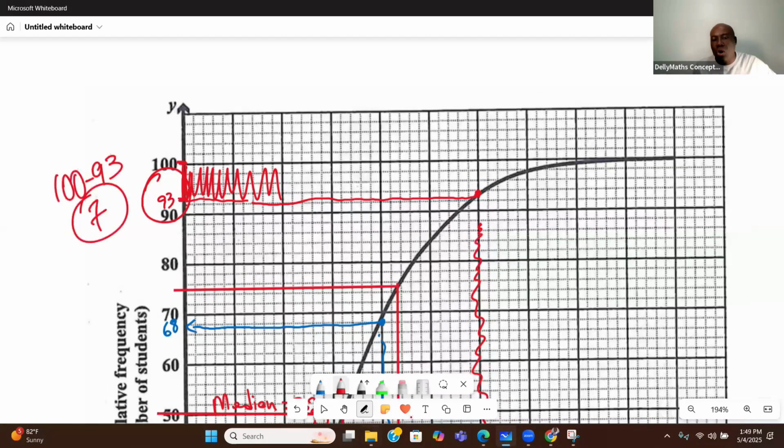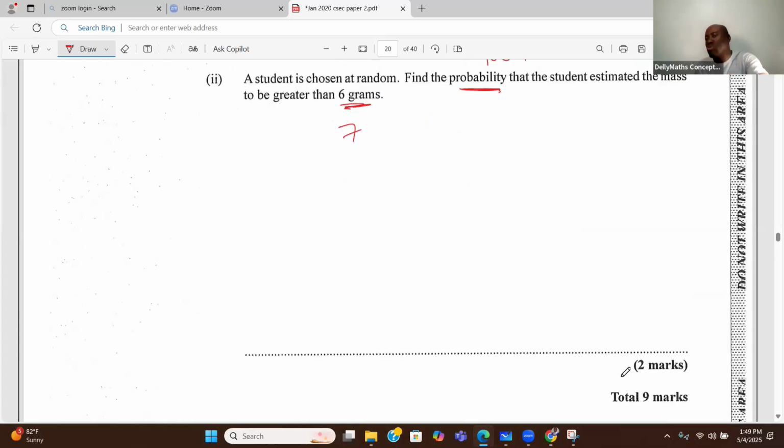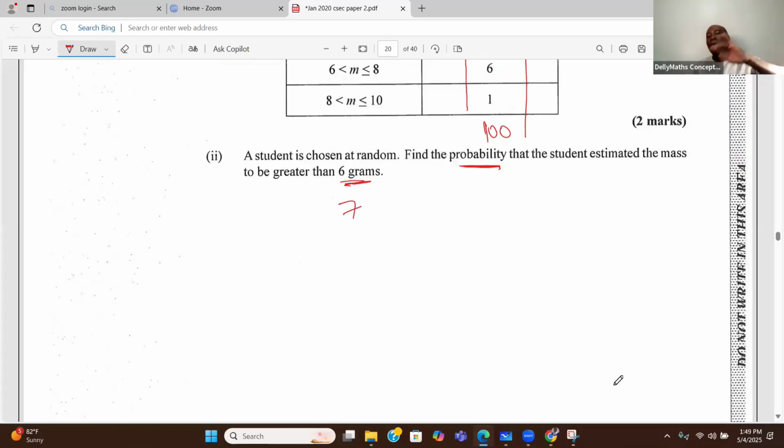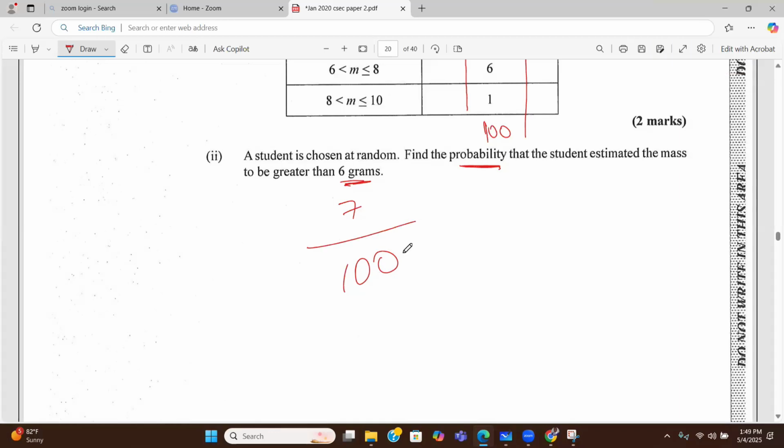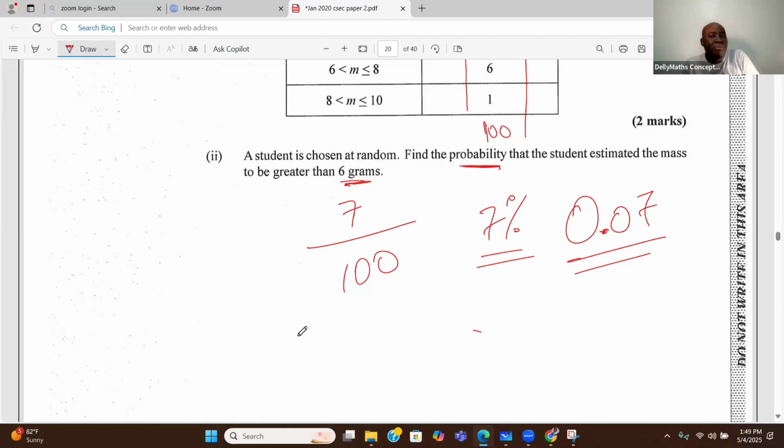So it's only 7. Now let's go to the context of the question. It says a student is chosen at random. Probability is a fraction, so 7 is not the answer. They're giving you 2 marks for this, right? Because it's 2 marks, if you put 7, it's 1 mark. If you put 100, it's 1 mark. If you put 7 over 100, then you get your 2 marks. Even if you say 7%, 2 marks. If you say 0.07 as a decimal, 2 marks. Any one of these is correct because they all represent the same thing.